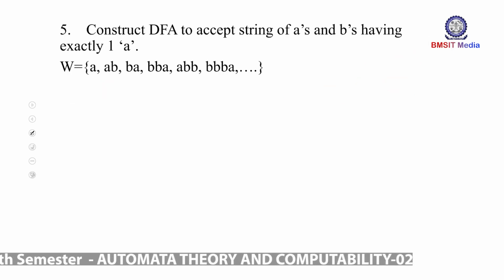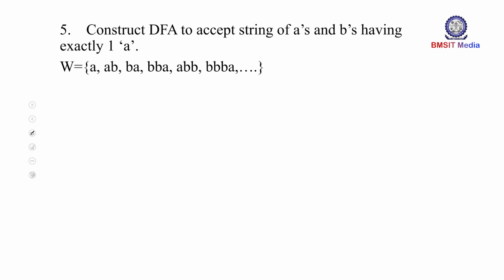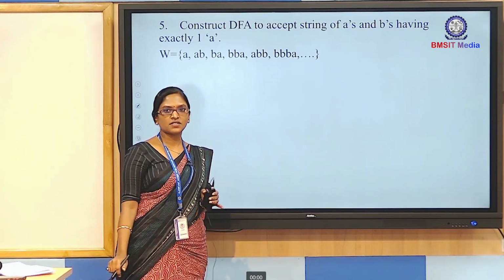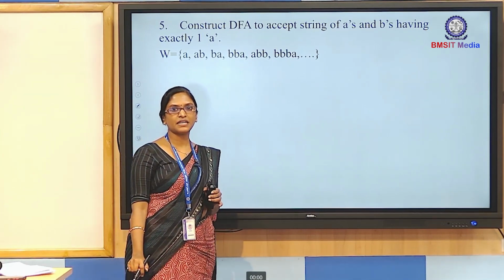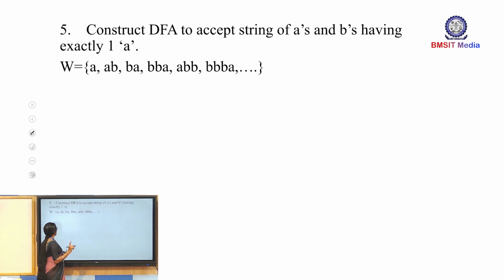Now let me come to the next problem. The question reads that we are supposed to construct a DFA to accept strings of A's and B's having exactly one A. So all the strings present in the language must have only one occurrence of A. So we have A, then A followed by B, then B followed by A, then two B's followed by A. In each of these strings, exactly one A occurs. And one more thing, there is no constraint on B, so we can have any number of B's here.